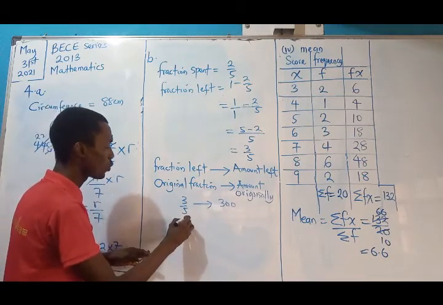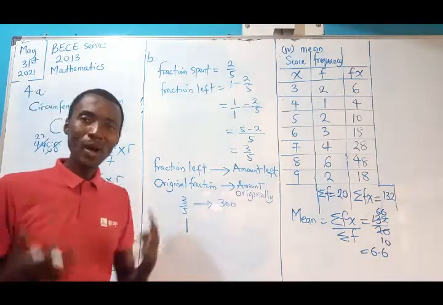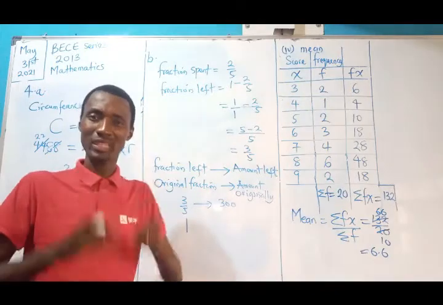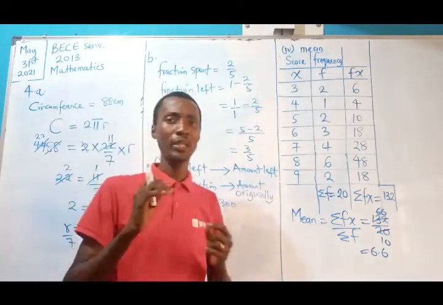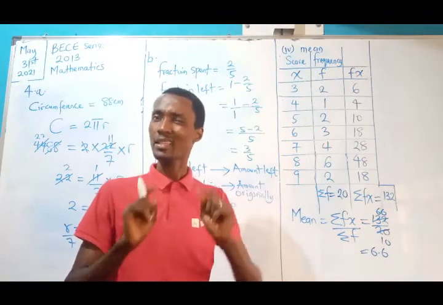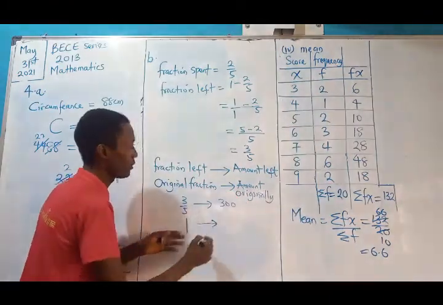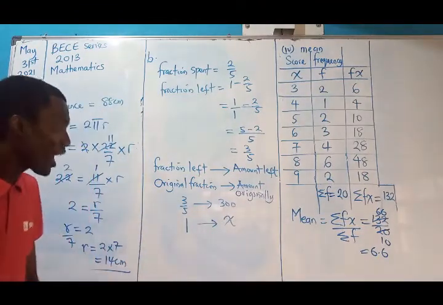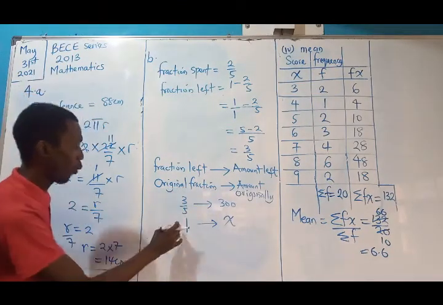So what will 1 be? Because we said that the amount the person is having corresponds to 1. A fraction cannot be greater than 1. You would have seen that play out in probability. That's an extension of this idea, moving to probability. So 1 will be equivalent to this amount which we do not know. Now, if 3 over 5 is this, 1 is this.